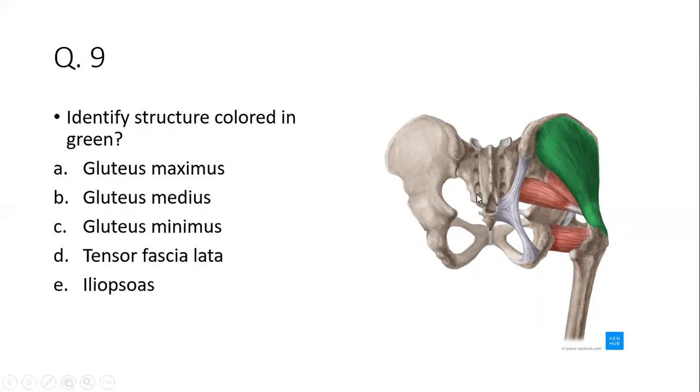Again, a question with diagram. You have to identify the structure colored in green: gluteus maximus, medius, minimus, tensor fasciae latae, or iliopsoas. You have to pick up the one single best option.